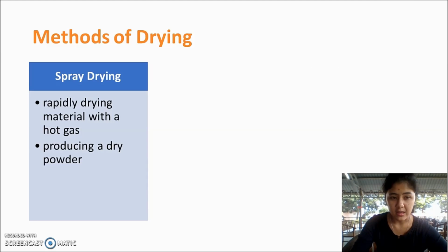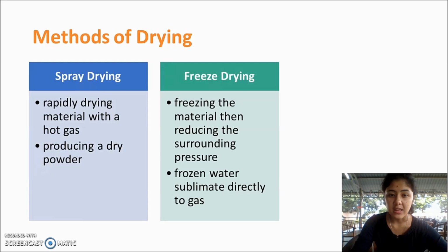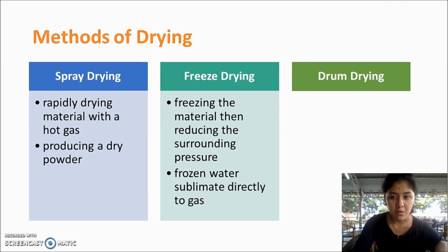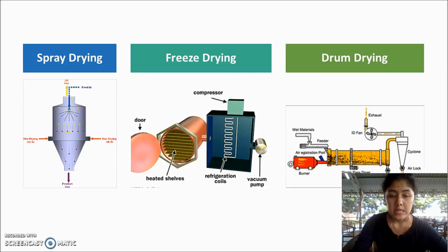This includes spray drying, which is rapidly drying material with a hot gas, producing a dry powder. There is freeze drying, which is freezing the material and then reducing the surrounding pressure, making the frozen water sublimate directly to gas. There is also drum drying, which is drying raw ingredients at relatively low temperatures over rotating high-capacity drums. These are the diagrams of the drying methods that were mentioned.